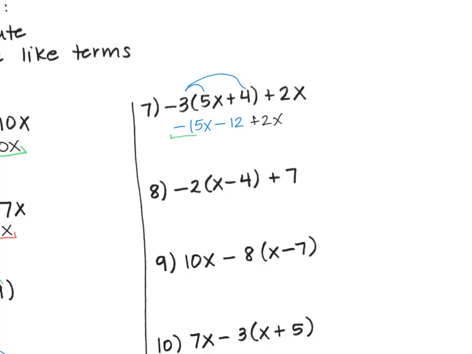I have a negative 15x. Are there any other x's? Yes, there's a plus 2x. So this is negative 15 plus 2. Okay, it's going to be a negative answer because the negative 15 is more negative.